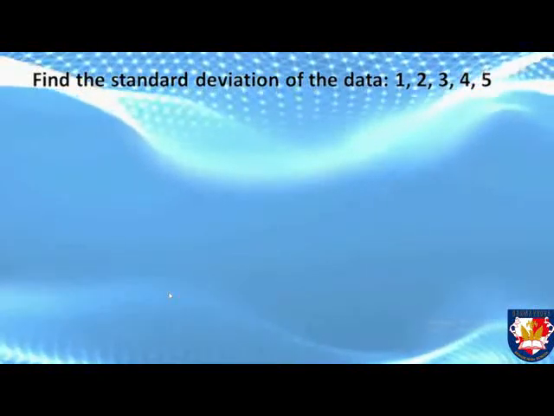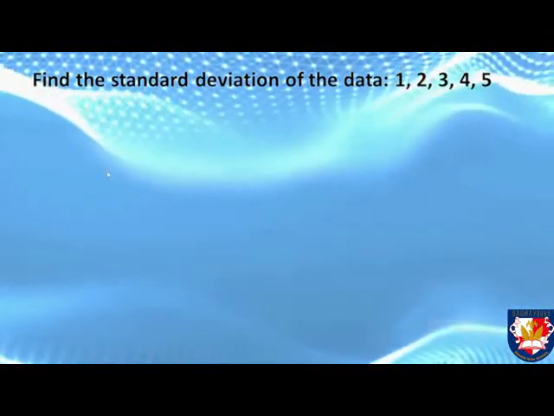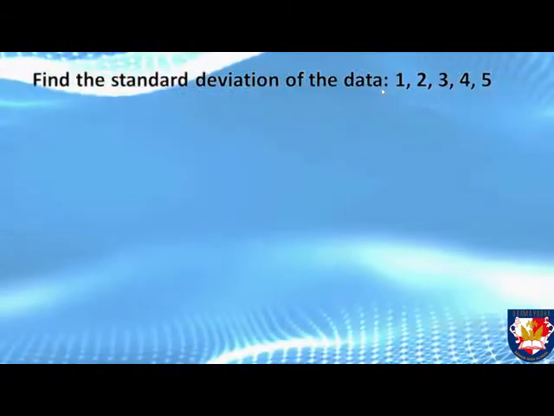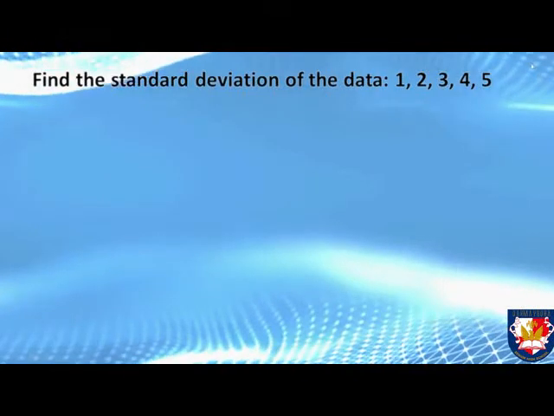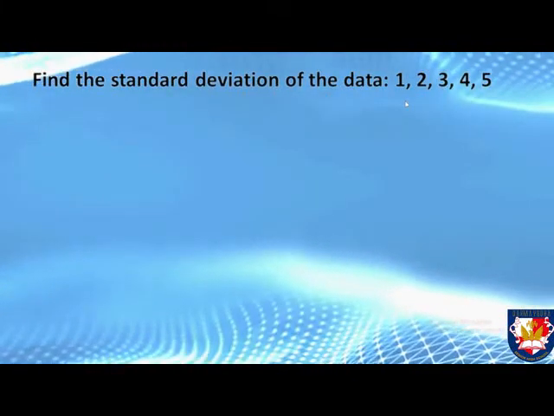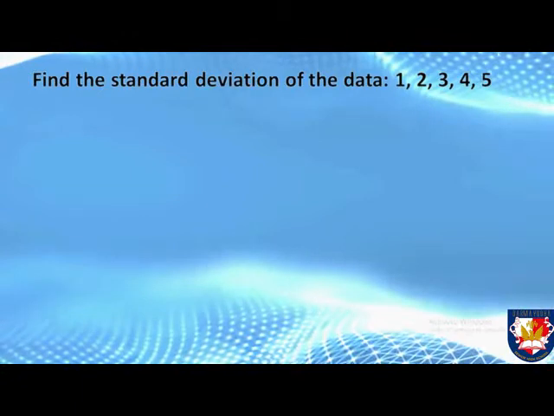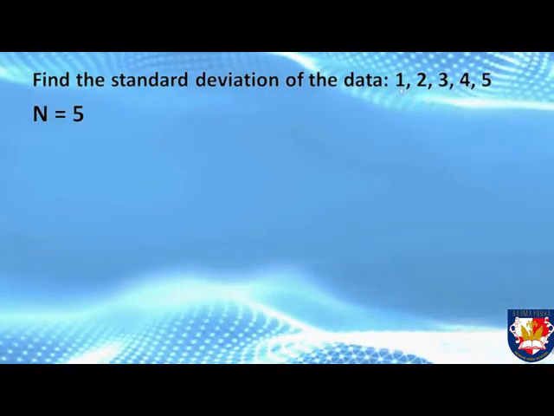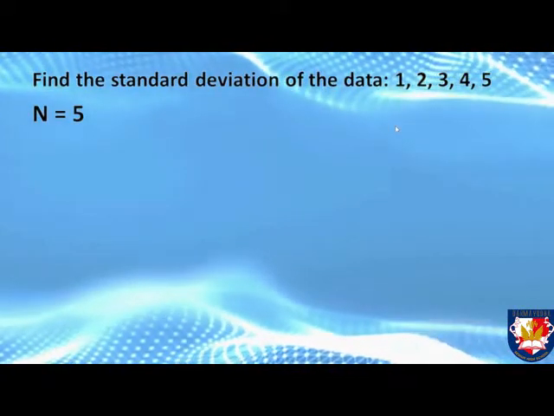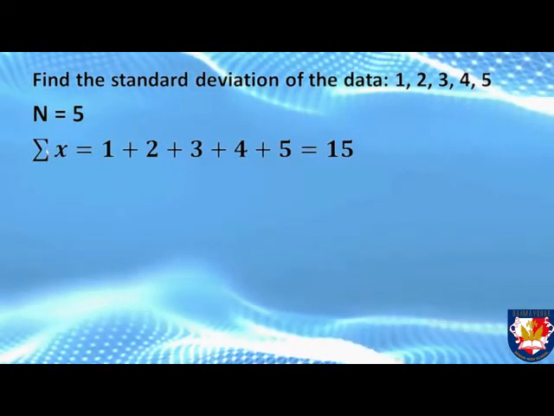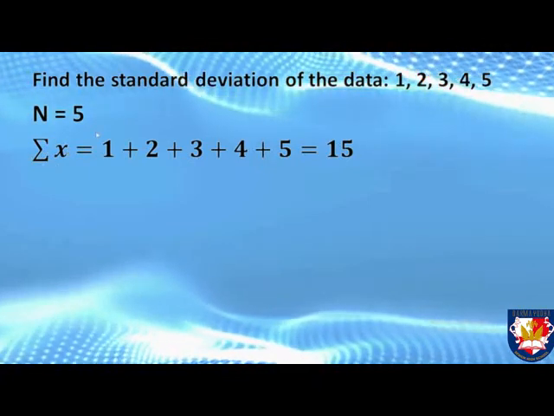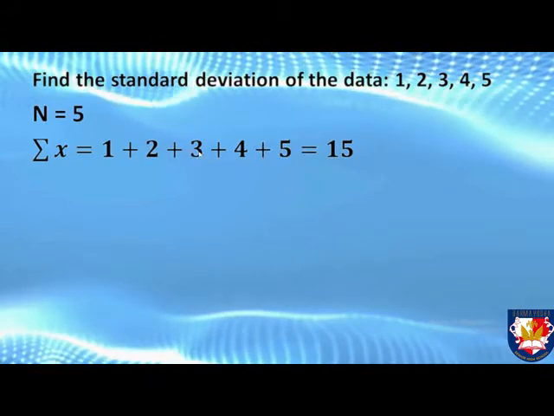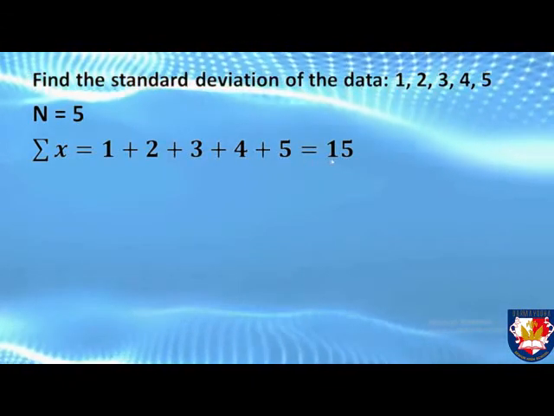And then let's move on to standard deviation. Find the standard deviation of the data 1, 2, 3, 4, and 5. As you can see, the data is ungrouped. So the first thing that we need to identify is how many data are in here. The data is only 5. There are 5 numbers here. And then we're going to find the sigma of x. Sigma of x is total of all these numbers, all the data. So 1 plus 2 plus 3 plus 4 plus 5 equal to 15.